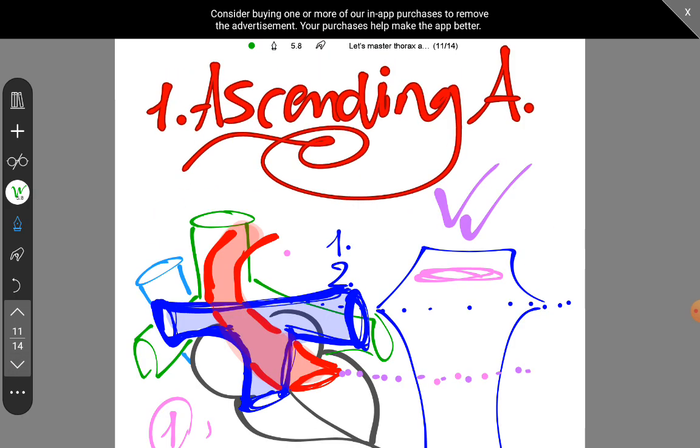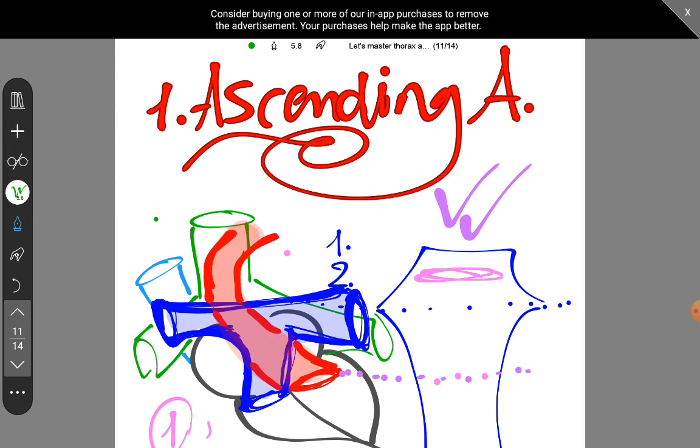And then for the aorta, the ascending aorta begins at the level of the 3rd left intercostal space from the aortic orifice of the left ventricle. It then goes upwards, forwards, and to the right side, to end at the level of the sternal angle, or we should say the second right sternocostal junction.